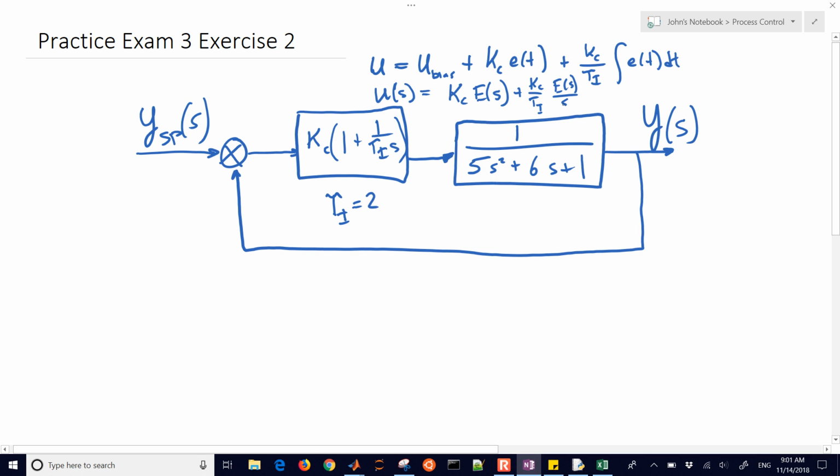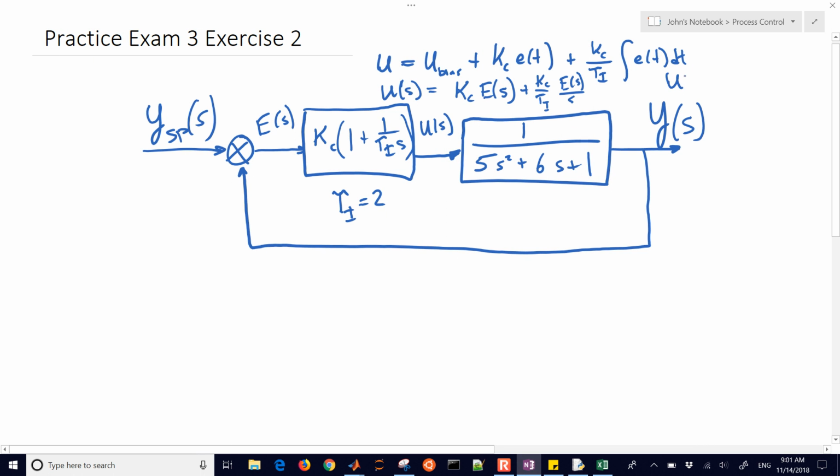Okay, so I just factor out the error, and that's going to be U. And so if I just take this, I have U of s divided by the error equals Kc times 1 plus 1 over tau I times s. Okay, so I have this transfer function I derived for a PI controller. I just put that in there, with tau I equals 2. So let's go ahead and derive the closed loop response.